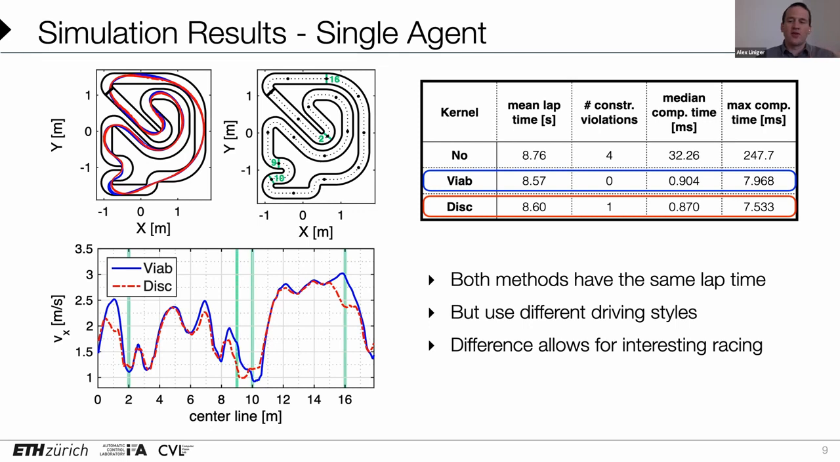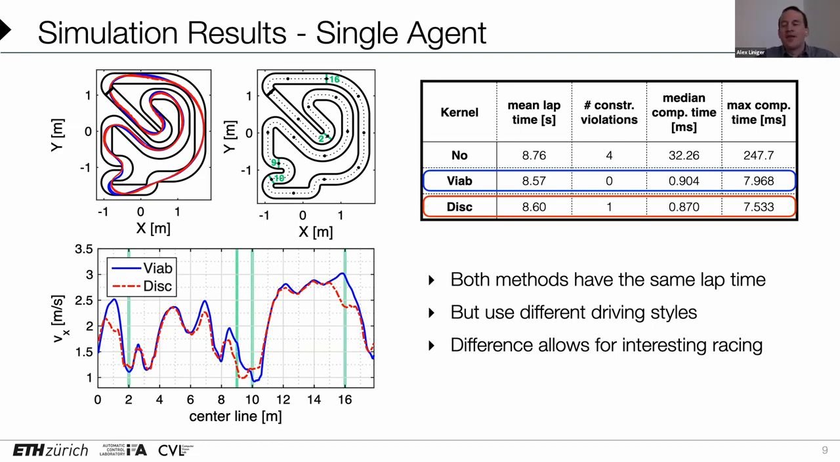So if you use the viability kernel, you get a more aggressive driver, and if you use the discriminating kernel, you get a more cautious driver which brakes early. But then, because it brakes early, it achieves higher speeds through the curve and can accelerate earlier. And what we end up with is that the two methods basically have the same lap time.